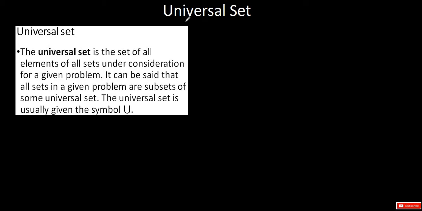In this video, we're going to study universal set. The universal set is the set of all elements of all sets under consideration for a given problem. It can be said that all sets in a given problem are subsets of some universal set. The universal set is usually given the symbol U.